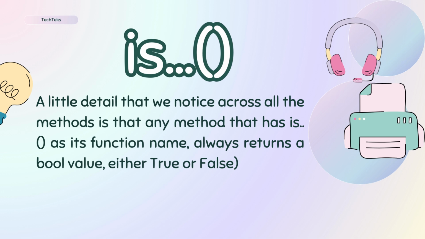So a little detail that we notice across all the methods is that any method that has is before something and then parentheses as its function name always returns either true or false. So what most of them do is that they check and then reply to you if it's true or false. They don't do anything more than that.